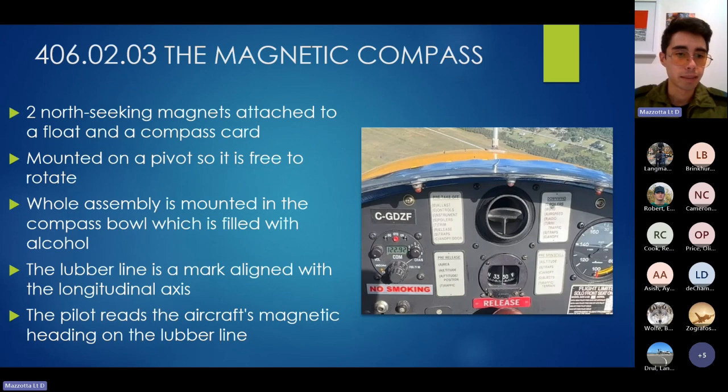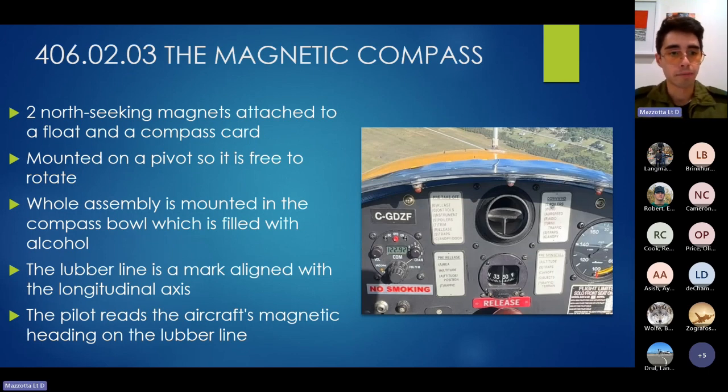So the magnetic compass. How is it built? Well, there are two north-seeking magnets that are attached to a float and a compass card. The compass card is not currently pictured in this photo, but they do exist. And it's mounted on a pivot so that it's free to rotate. That's a big important thing for the compass. The whole assembly itself is mounted in a compass bowl, which is then filled with alcohol. This liquid helps reduce the weight of the magnets, helping the magnets move more freely.